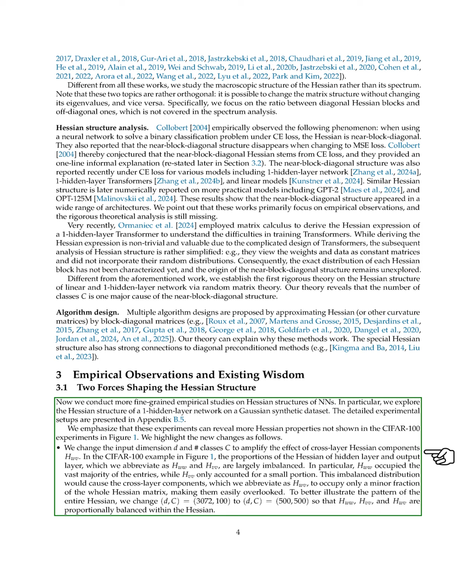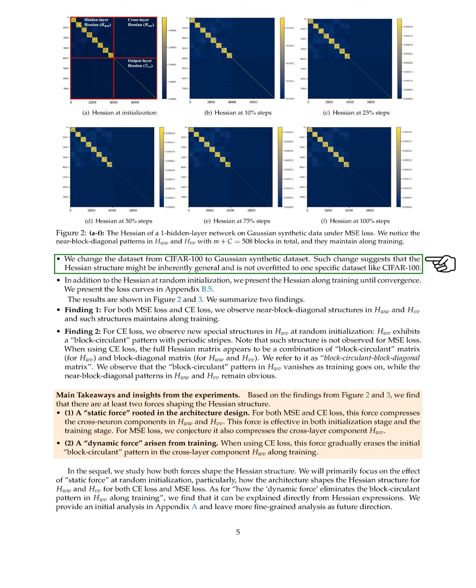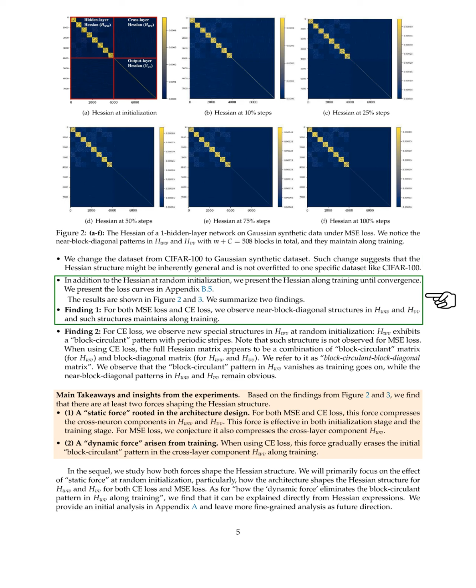To better balance the proportions of the Hessian, we modify the dimensions to 79 by 79. We also switch from the CIFAR-100 dataset to a Gaussian synthetic dataset, suggesting that the Hessian structure may be more general and not overly fitted to a specific dataset. We analyze the Hessian at random initialization and throughout training until convergence, with loss curves presented in the appendix. Our findings are summarized as follows.